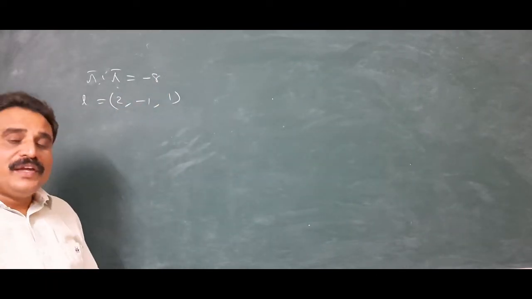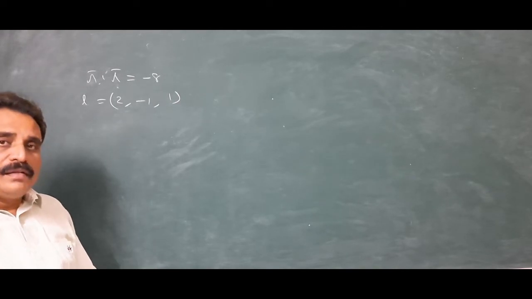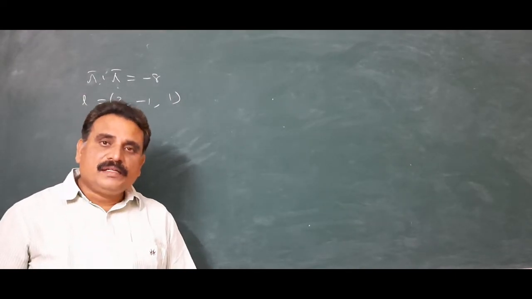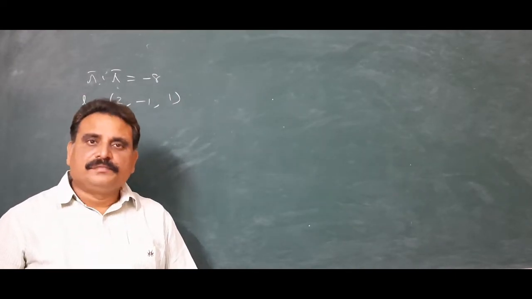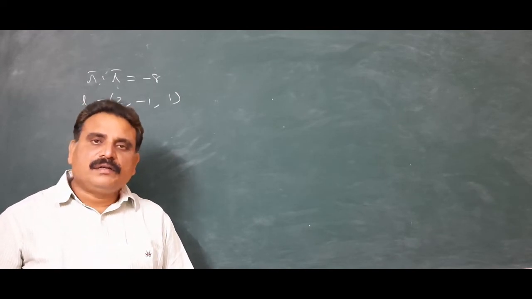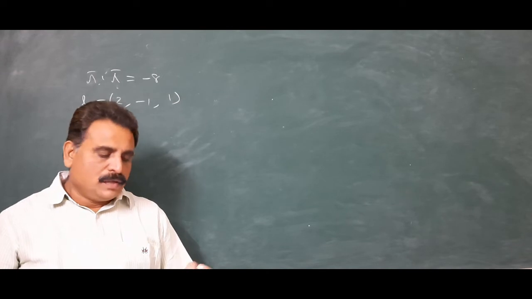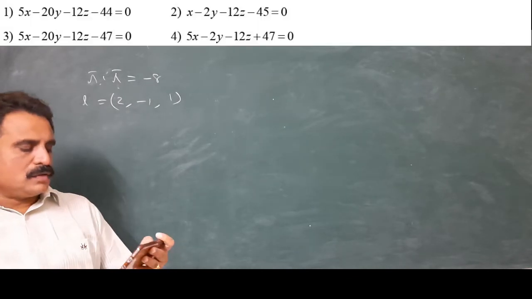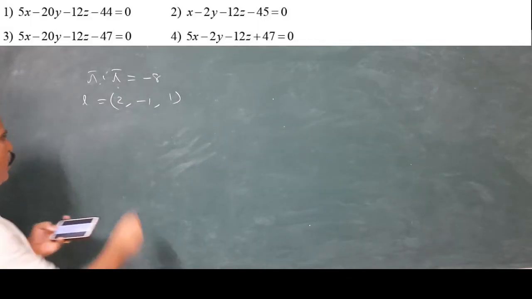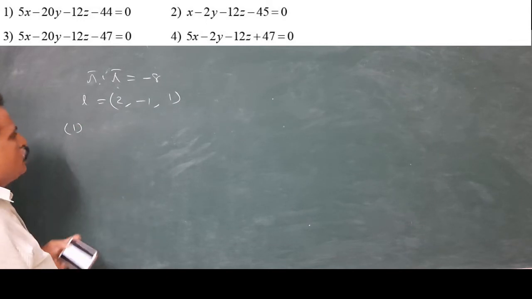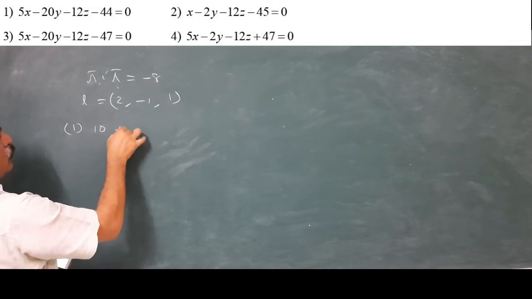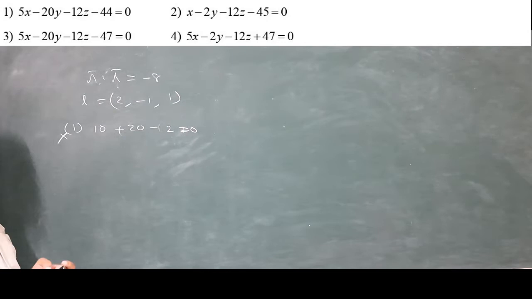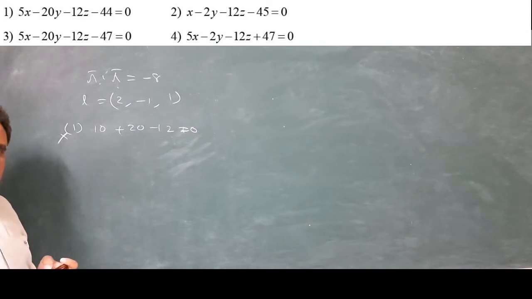Look here, you have to verify one by one, first option, second option, like that. Two planes are perpendicular, that means their normals are also perpendicular. The angle between the normals is nothing but the angle between the planes. So which option is perpendicular to this vector 2, minus 1, 1? First option: 5, minus 20, minus 12. 5 minus 20 plus 20 minus 12 is minus 12, not equal to 0. It is wrong. Simple, by mental calculation we can decide that.